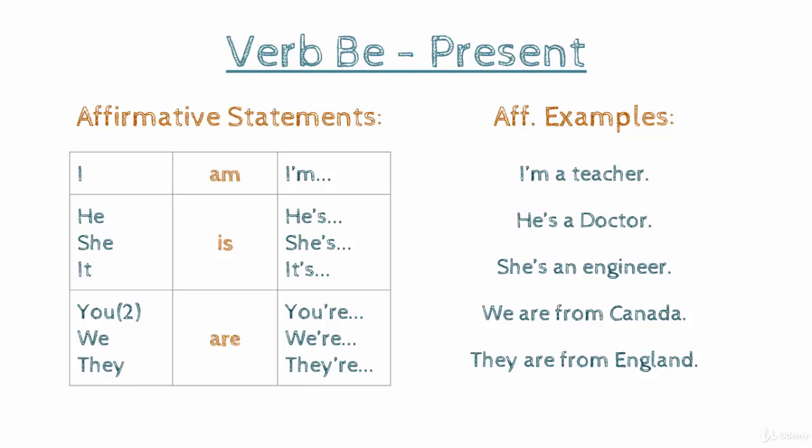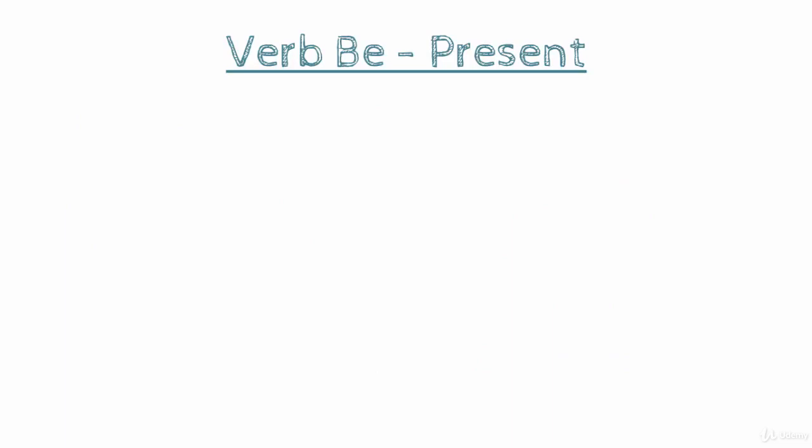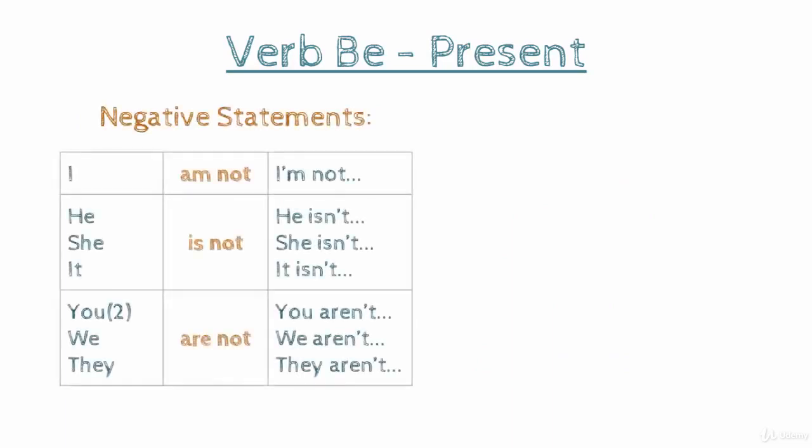I'm a teacher. He's a doctor. She's an engineer. We are from Canada. They are from England. Now let's see some examples with negative statements.